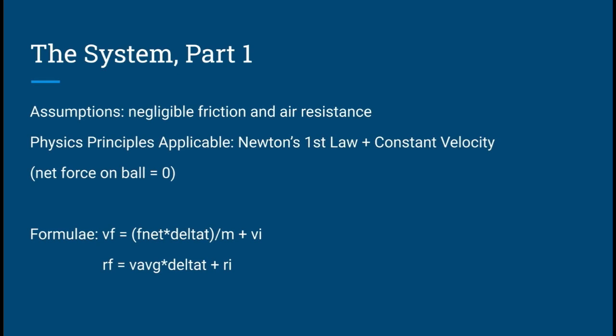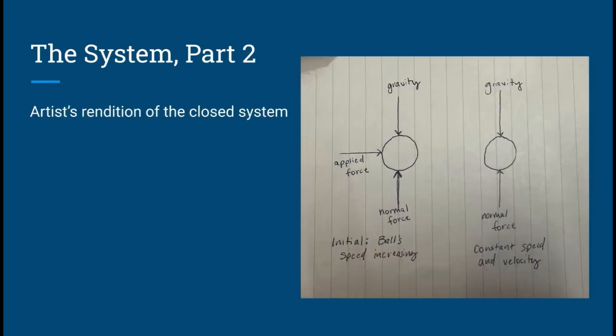In order for this to happen, we know that the net force on the ball must be equal to 0. So to achieve this, we assume that friction and air resistance are both negligible, and we sort of get this from Newton's first law, which states that objects in motion will stay in motion unless acted upon by an outside force. So the formulas below are derived from Newton's second law, the momentum principle, and we will see those pop up in our computational model and explain this a bit more later.